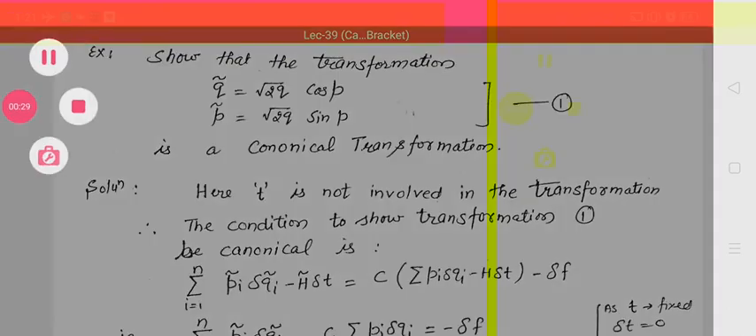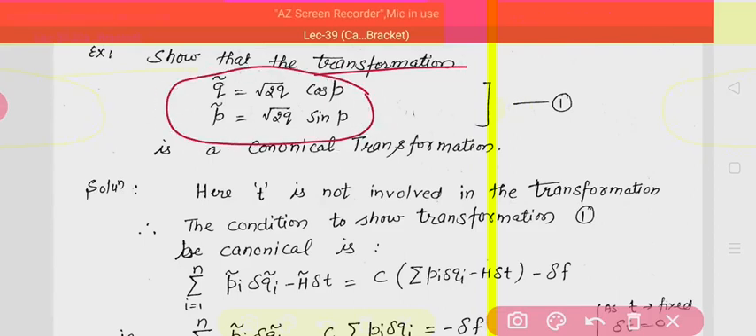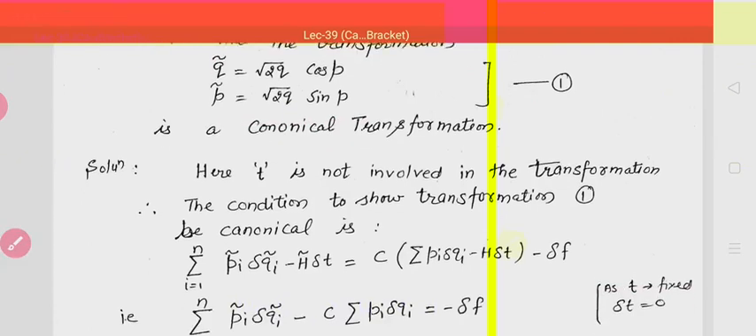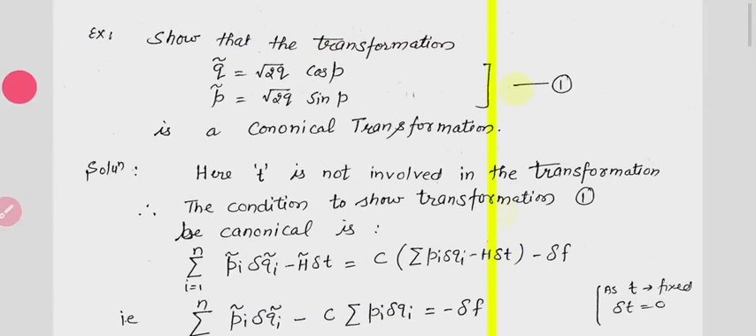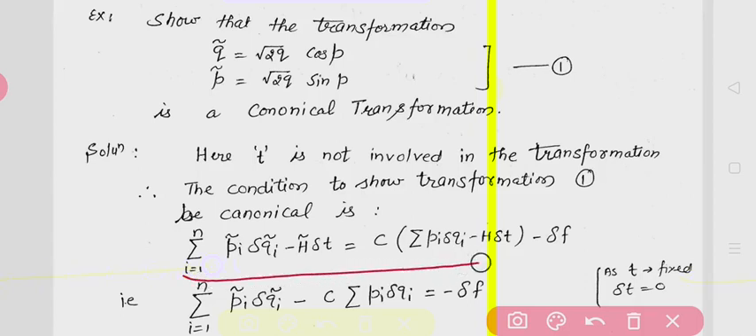What is given over here, you can check the statement. You have to show that this transformation, which I call equation 1, is canonical. As you can see here, t is not involved in the transformation, so that means t is fixed. As you know, there is a condition under which the transformation is canonical. This was the condition.